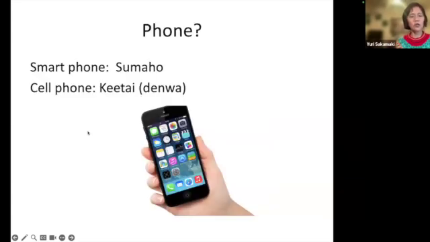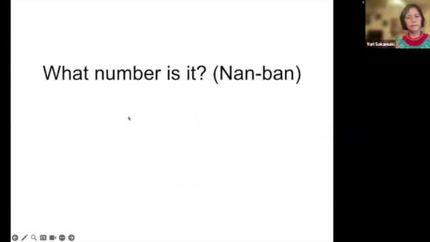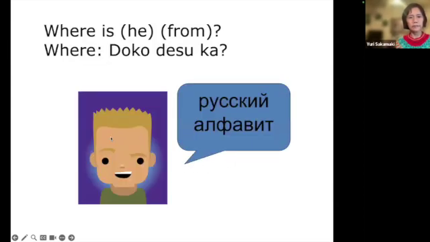I'll just show you quickly what other slides look like. So like this. So I want you to ask this question. Or what number would be 何番ですか? Ooh, so you can just say these numbers. Or where is he? Meaning, we're just gonna say, where is it? So, どこですか? And then he is from Russia because he's speaking in Russian.